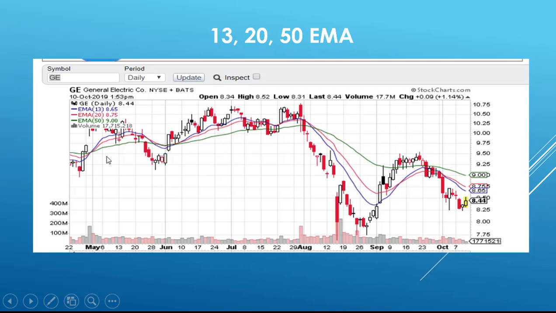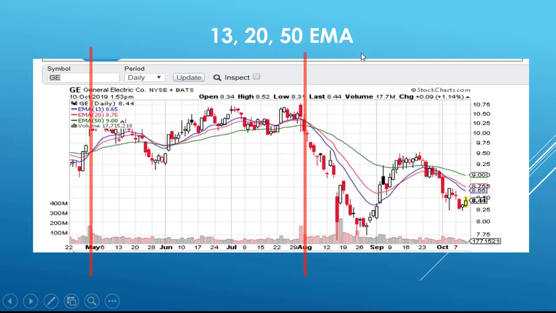Now, let's change the data a little bit and go for a faster moving average. So we're going to take a look at a 13-day, a 20-day, and a 50-day moving average. So in this case, we see our buy signal on May 2nd. So a day in advance of even the 20-day moving average crossover.